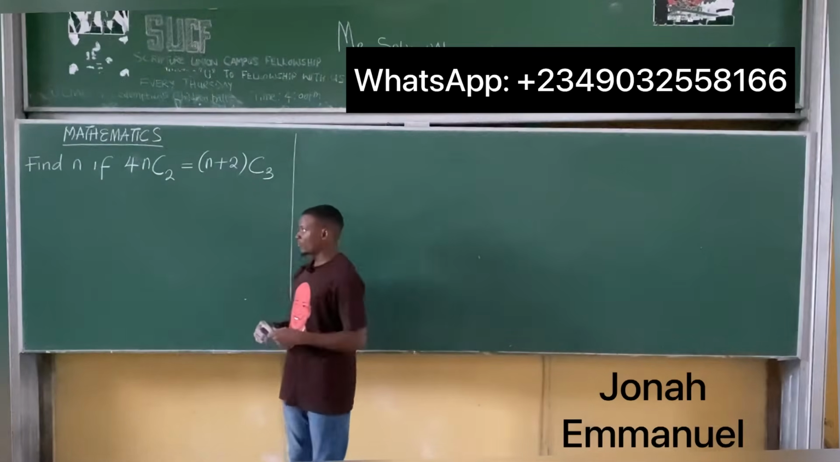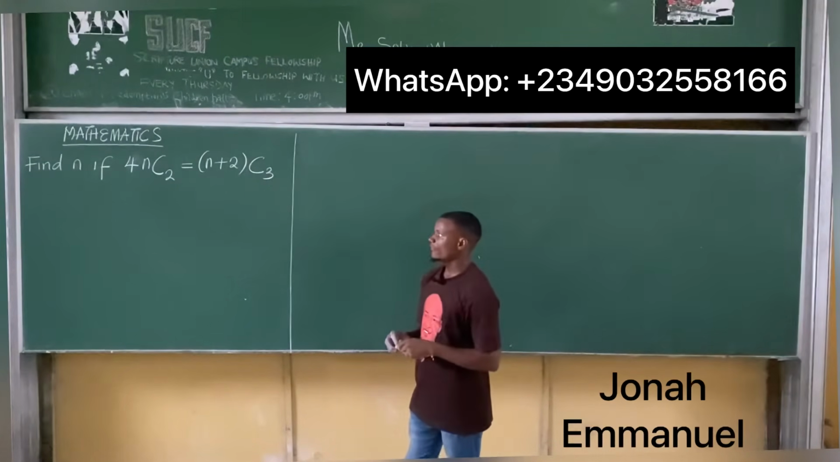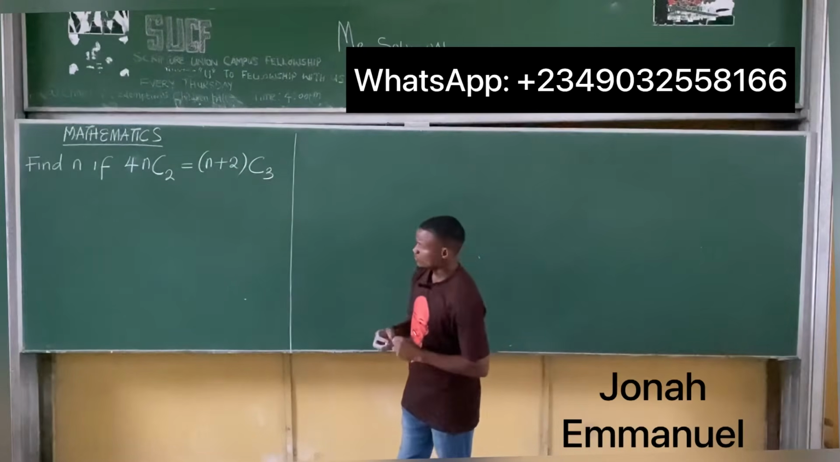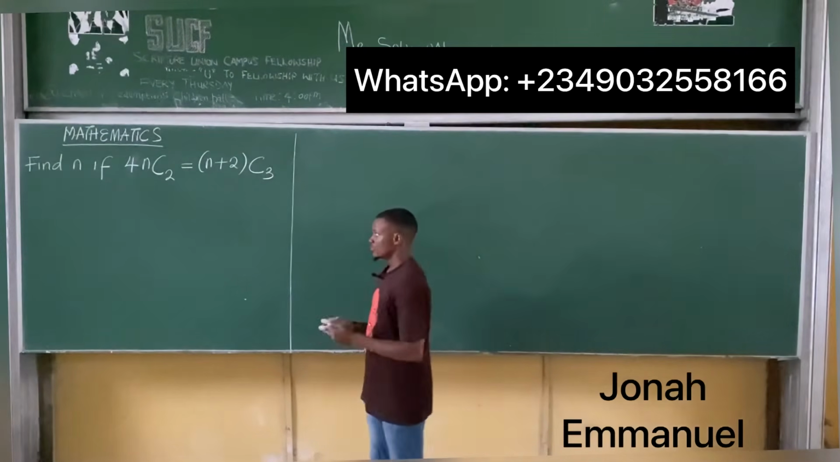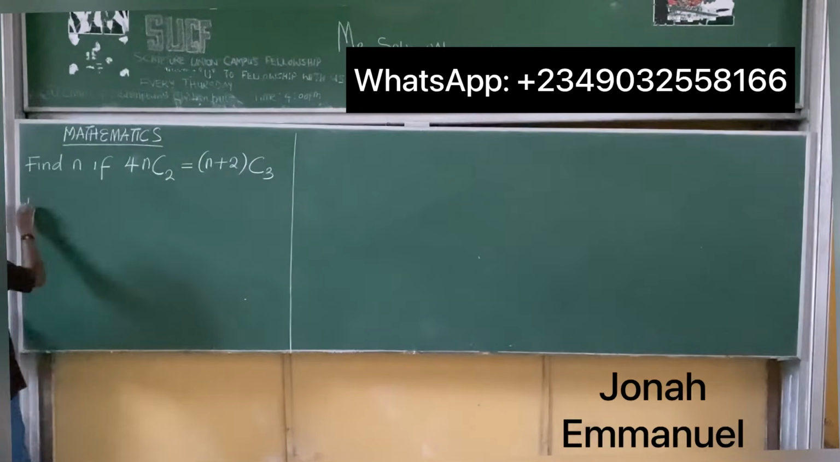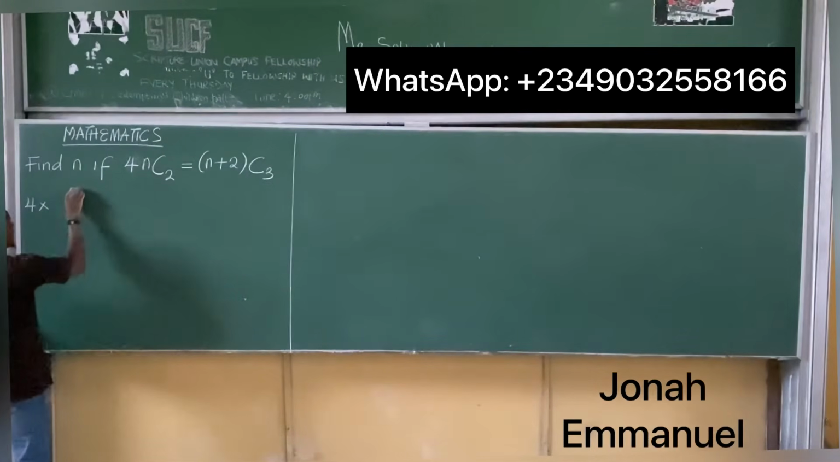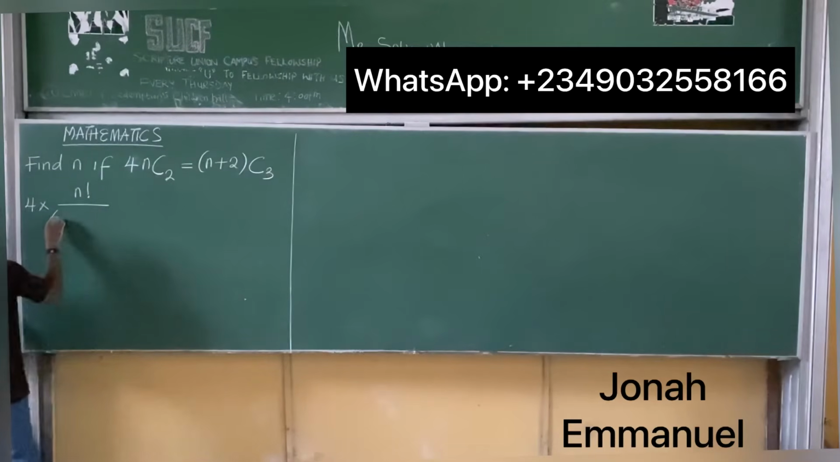So let's look at another question in combination. It says find n if 4n combination 2 is equal to n plus 2 combination 3. So quite easy. From this one, I have 4 times, let's evaluate this. This becomes n factorial all over n minus 2 factorial.